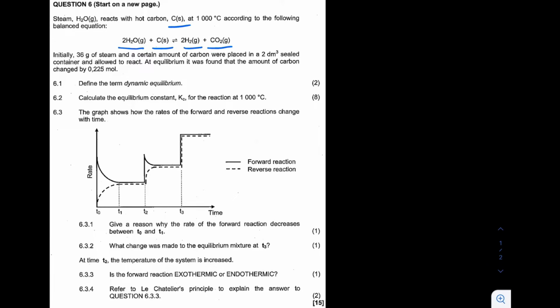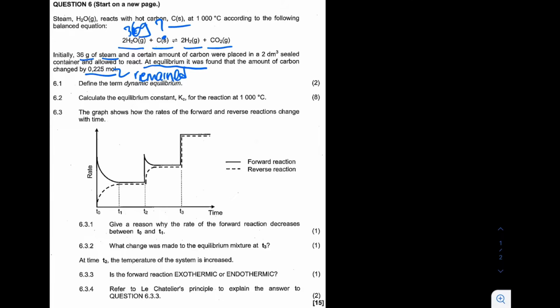Now it says initially 36 gram of steam, which is water, 36. This is the amount that was there initially. It's 36, and a certain amount of carbon were placed in a 2 cubic centimeter sealed container and allowed to react. We are not told the amount of carbon. They told us that it's a certain amount that was there initially. Now it says at equilibrium, it was found that the amount of carbon changed by 0.225 mole. Now they tell us at equilibrium, the amount of carbon that remained after the reaction has taken place.